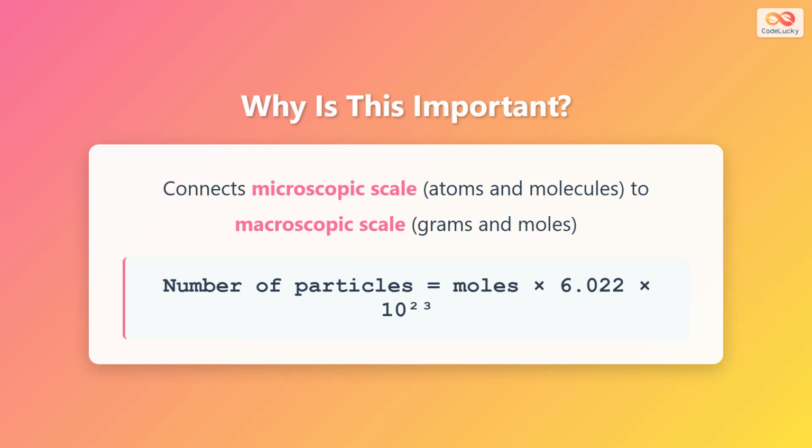Avogadro's number is crucial because it connects the microscopic scale of atoms and molecules to the macroscopic scale of grams and moles that we can measure in the laboratory. This relationship allows chemists to convert between the number of individual particles and measurable quantities. The formula is simple. The number of particles equals the number of moles multiplied by 6.022 times 10 to the power of 23. This conversion is essential for all stoichiometric calculations in chemistry.